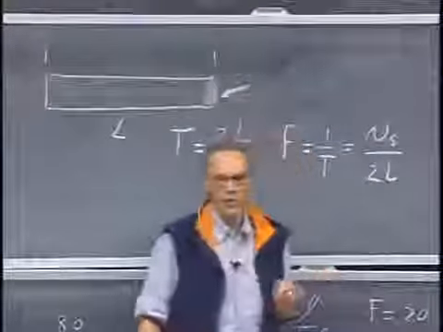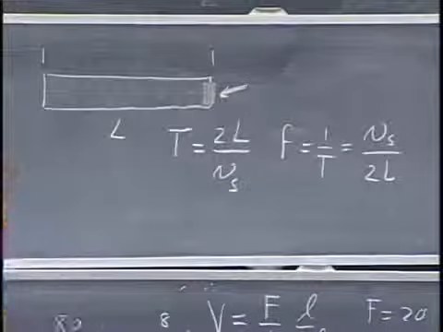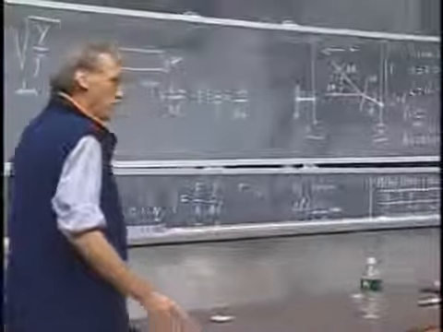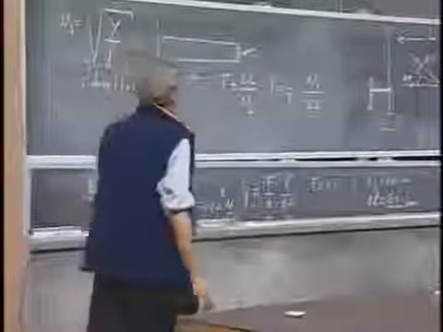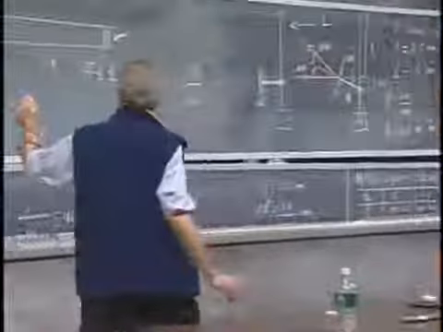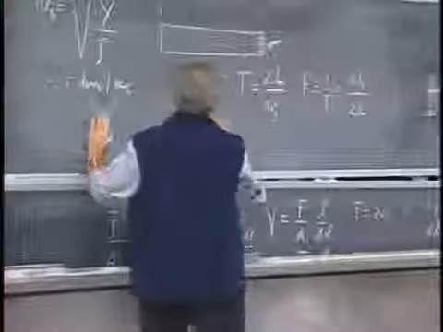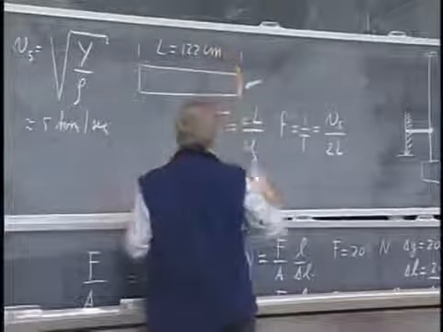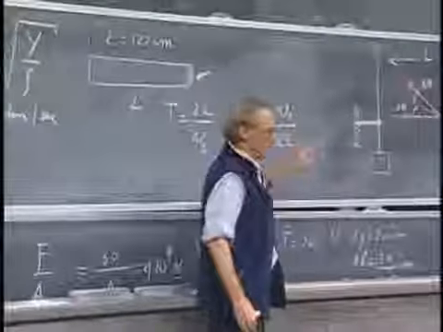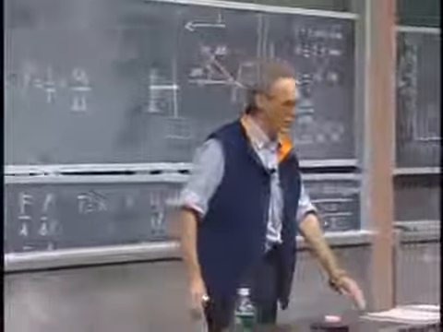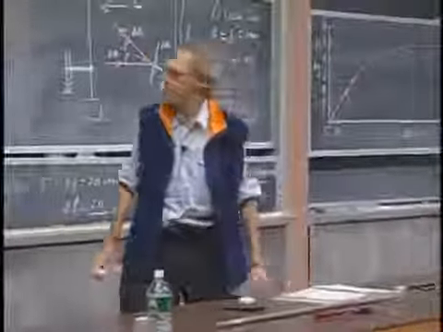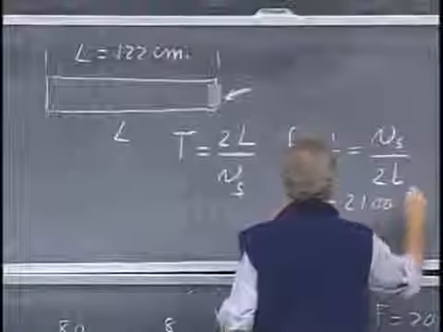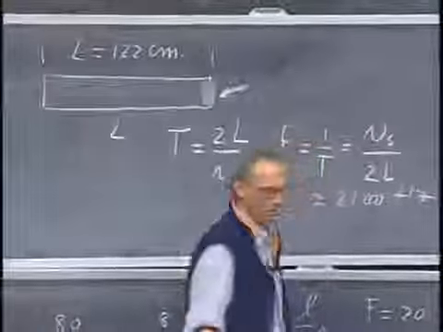Now, for those of you who will take 803 in the future, you will see a much better derivation of this frequency. So this is a poor man's version. The speed of sound is about 5 kilometers per second. The length of the bar is about 122 centimeters. And so that translates into a frequency of roughly 2100 hertz. So the frequency for this magnesium bar is about 2100 hertz.